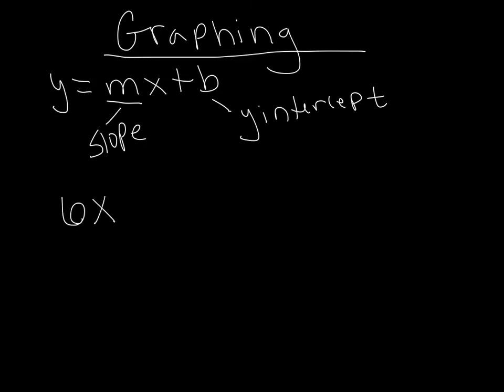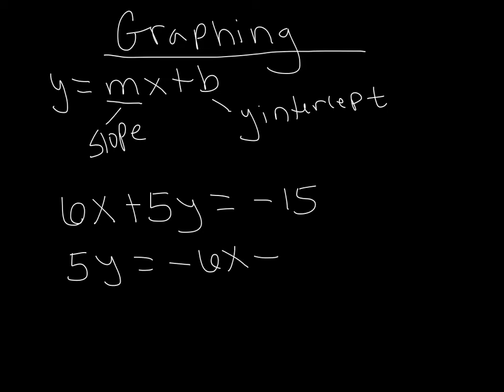So if we have something like 6x plus 5y equals negative 15, you first want to go ahead and solve this equation for y. So I would have 5y is equal to negative 6x minus 15. Now notice that I have my x term out front, and that's because that is what it looks like up here. Okay, I want to have it mimic that slope-intercept equation. Okay, then my next step is to divide both sides by 5.